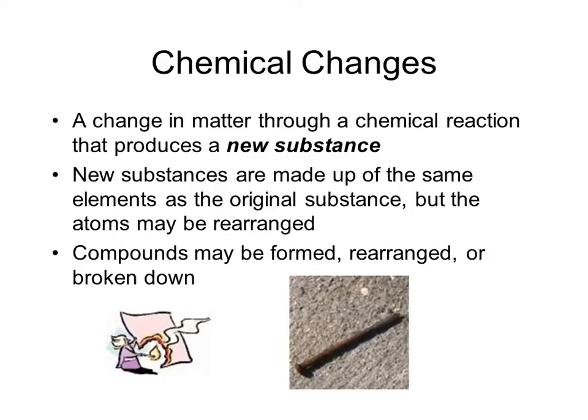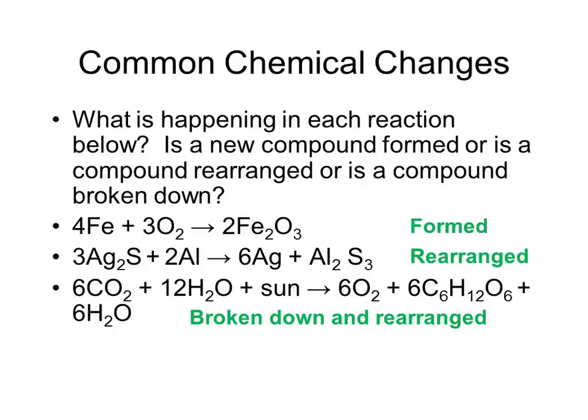Okay, chemical changes is the other type of change that matter can undergo. And this is a change through a chemical reaction, and it produces a new substance altogether. These new substances are made up of all the same elements that came from the original substance, but the atoms are rearranged. So there are several different situations where compounds could be formed from 2 individual things. They could be rearranged, so kind of like they're shuffled up, or they could be broken down into the individual pieces. So, for example, we've got several different reactions here.